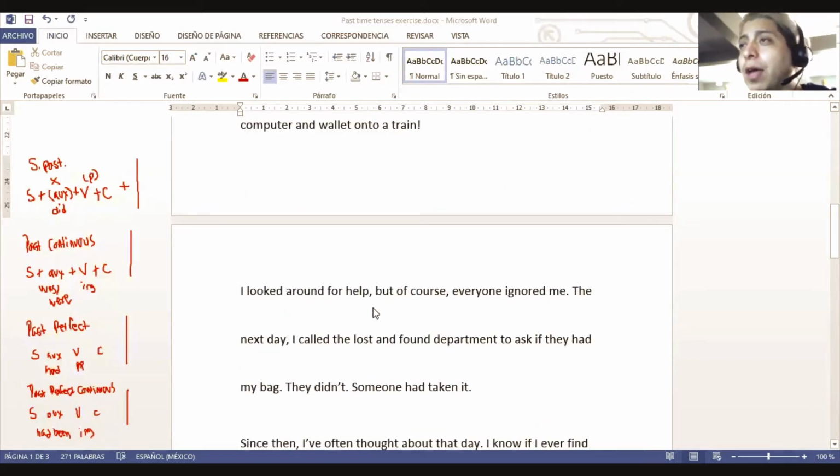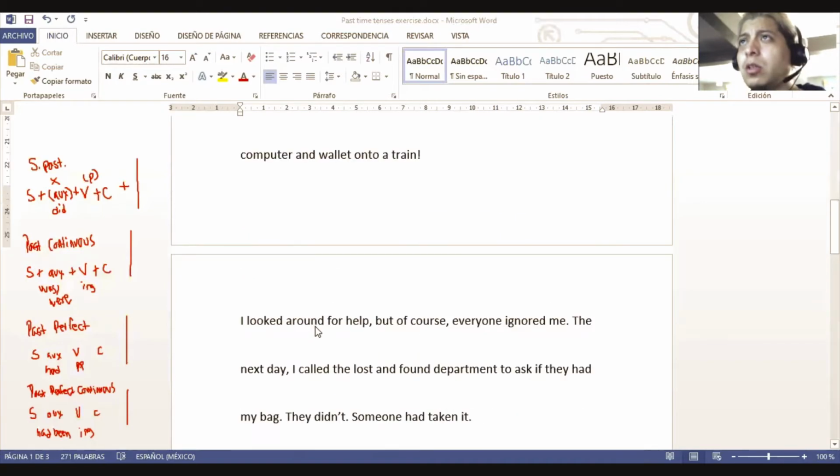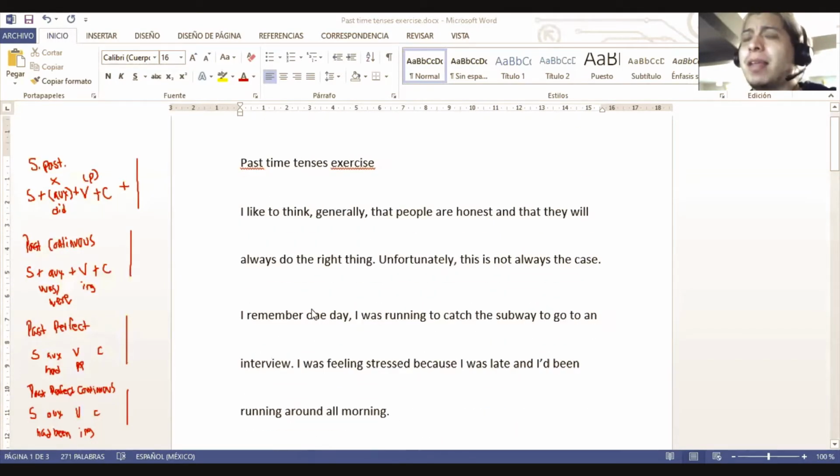I looked around for help, but of course, everyone ignored me. The next day, I called the lost and found department to ask if they had my bag. They didn't. Someone had taken it. Since then, I've often thought about that day. I know if I ever find someone's bag, I'll do the right thing. This was a short anecdote, something that someone did. We have two stories, and this is the first one. Let's try to break it down.